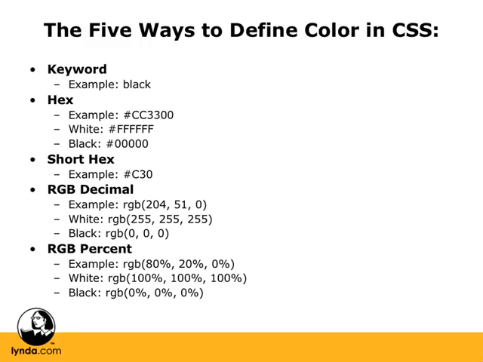Now, is one better than the other to use? Only if you like one better than the other. From a browser point of view, from a results point of view, these are functionally equivalent. C30 will give you exactly the same color that CC3300 does.